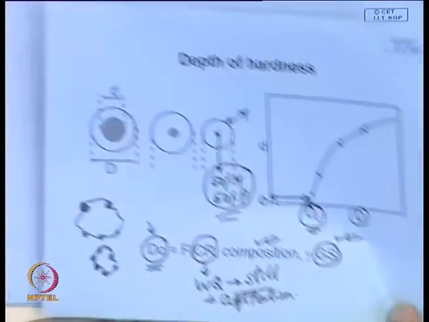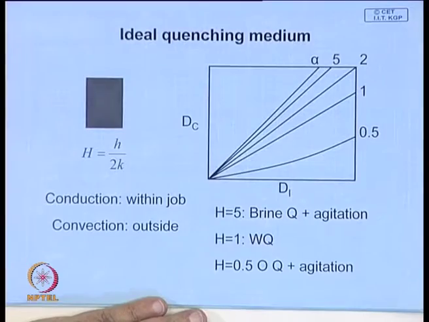So, this is also an important factor that will determine this critical diameter. But the critical diameter still depends on the cooling rate. Now, the question comes, can we have a term which is independent of cooling rate? The first attempt to define a proper quantitative definition was given by Grossman.